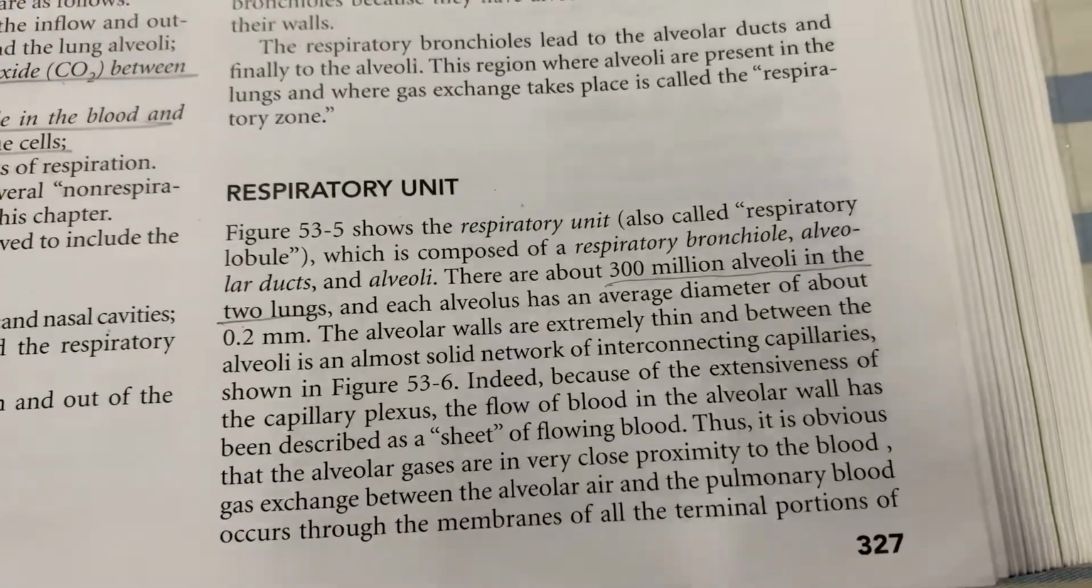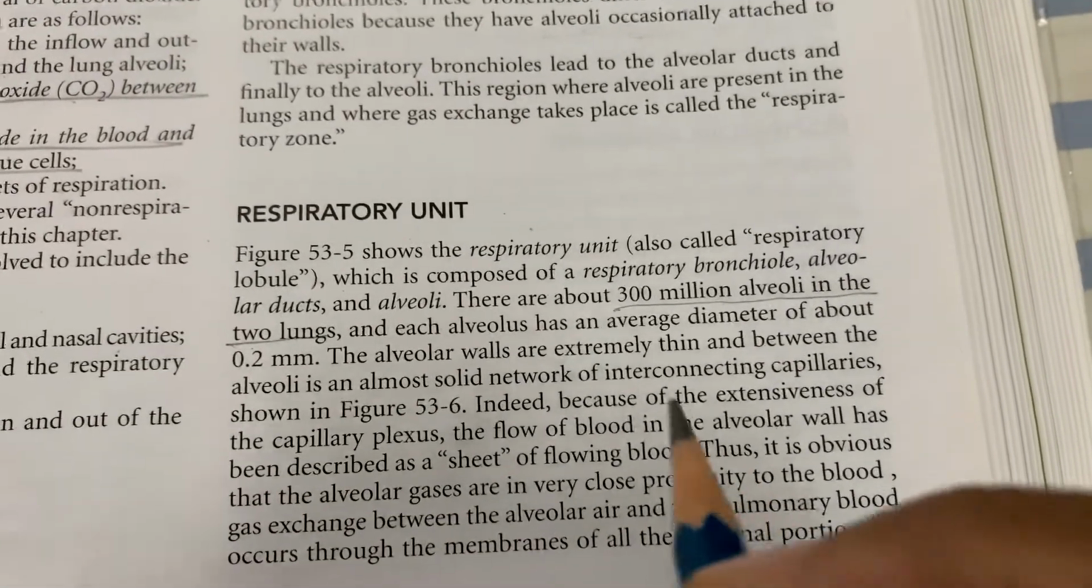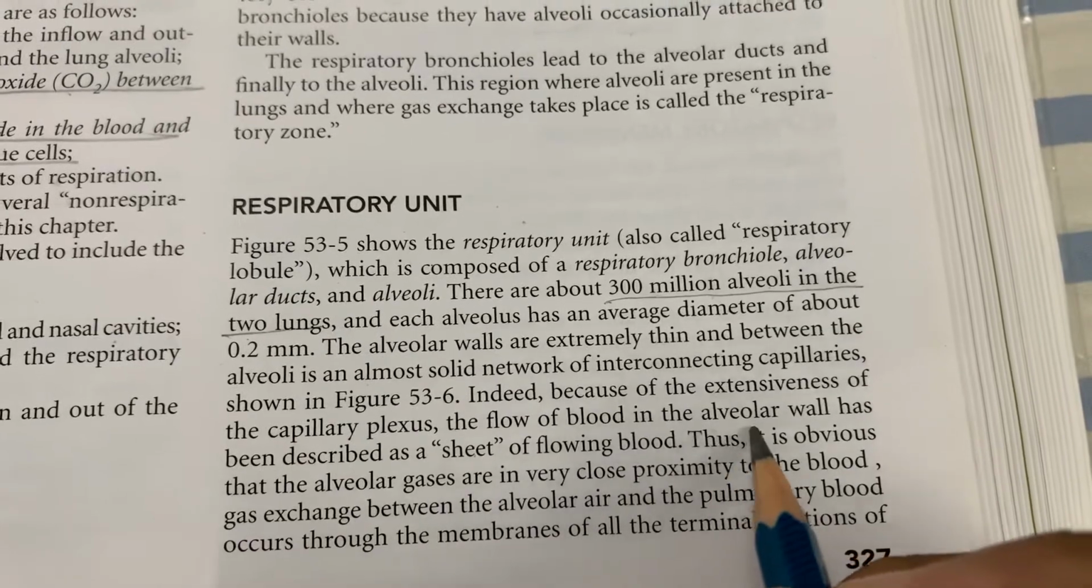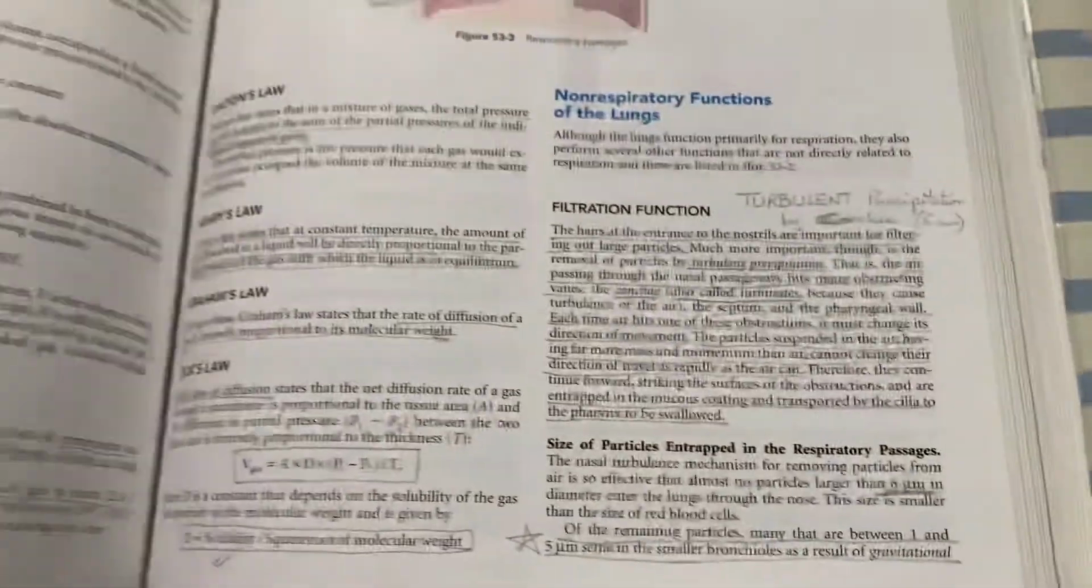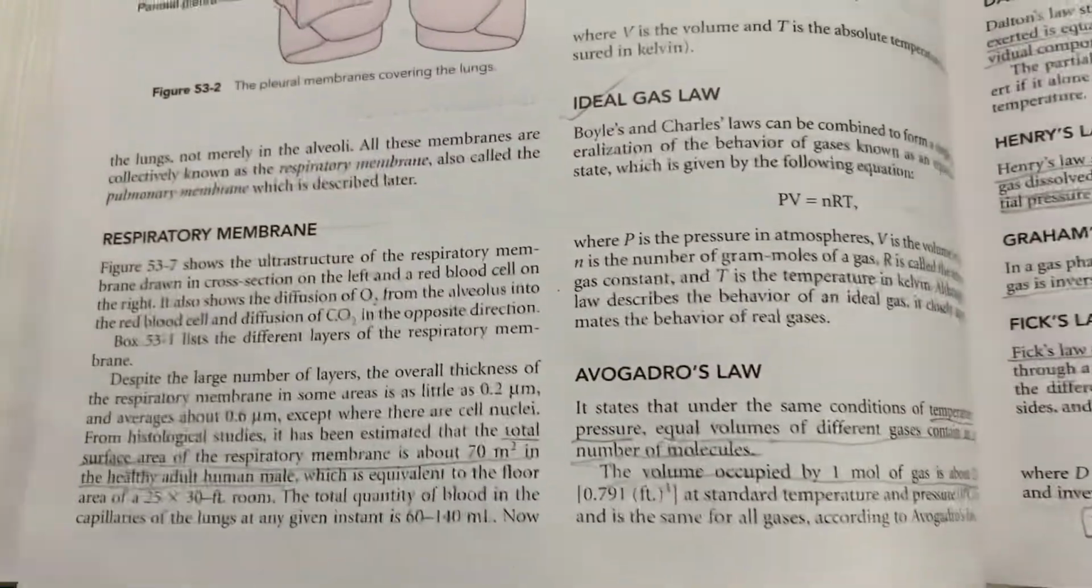surrounded by extensive vasculature. So the alveolar wall has been described as a sheet of flowing blood. This favors gas exchange.